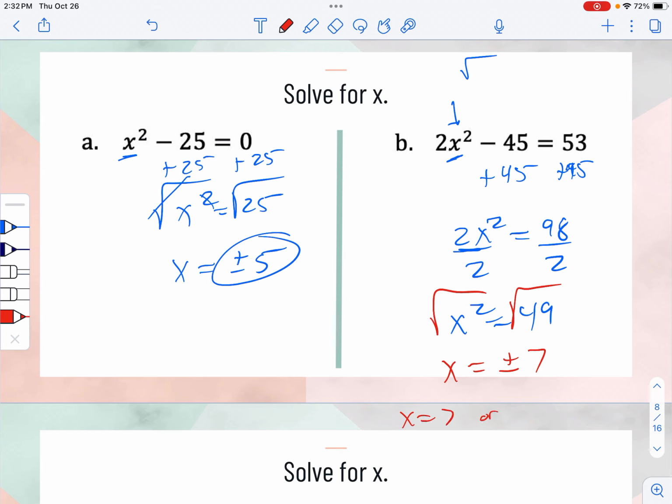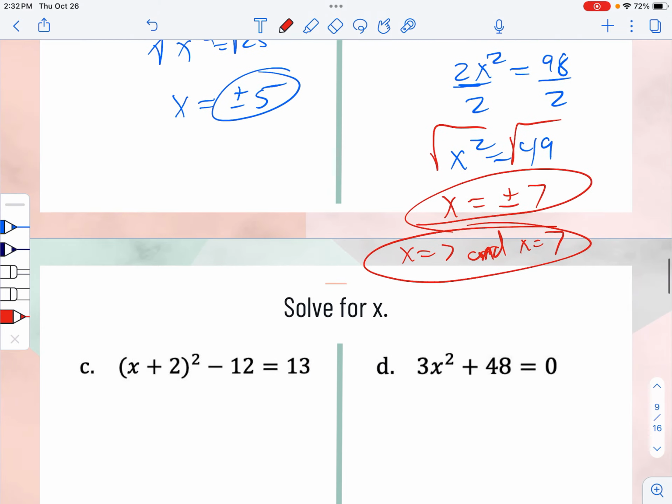That's the same as saying x equals 7 or x equals negative 7. I actually say and, because there's two answers. Okay, but you can just write plus or minus 7.